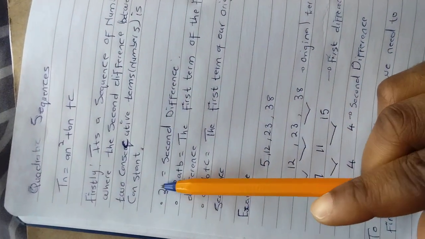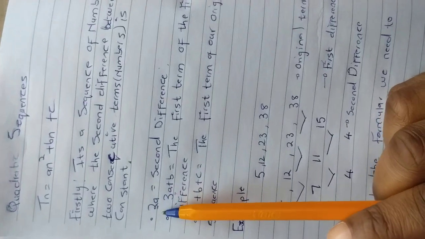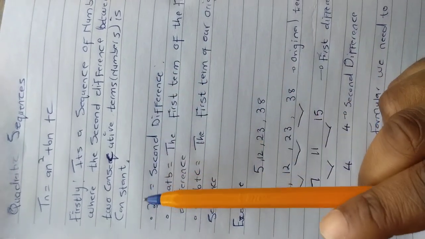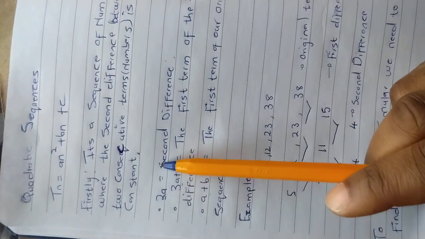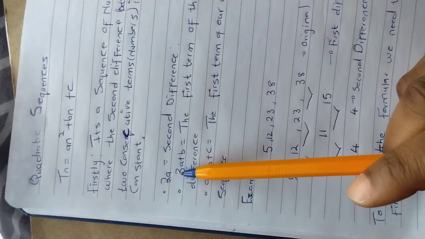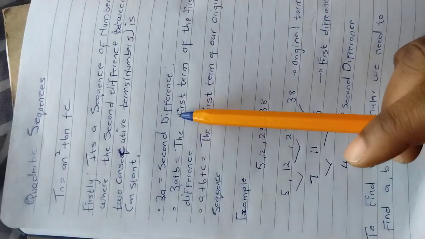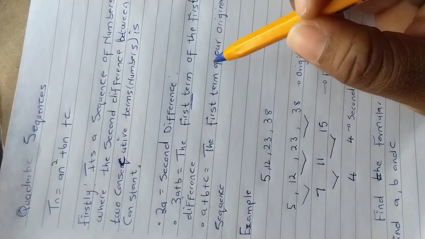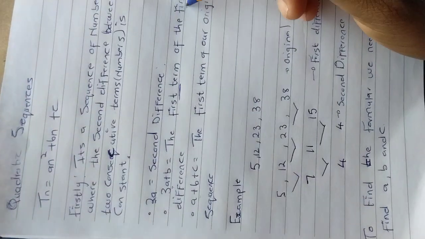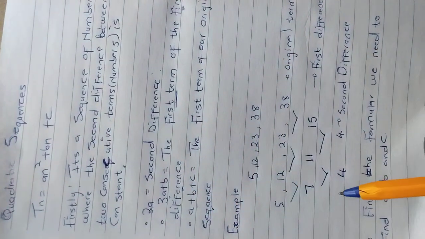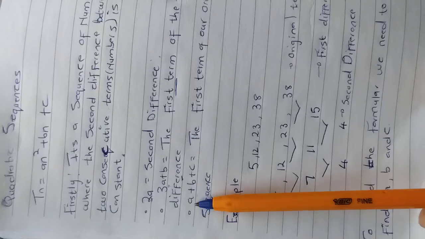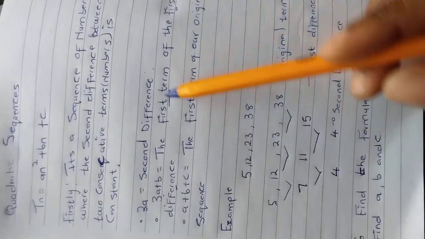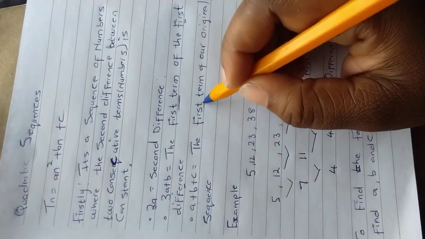So this over here is kind of the equation for your second difference. Just know the second difference you get from that specified pattern is going to be 2a equals that second difference you get, and then 3a plus b equals the first term. This is the keyword: the first term of the first difference. And then a plus b plus c equals the first term of your original sequence.